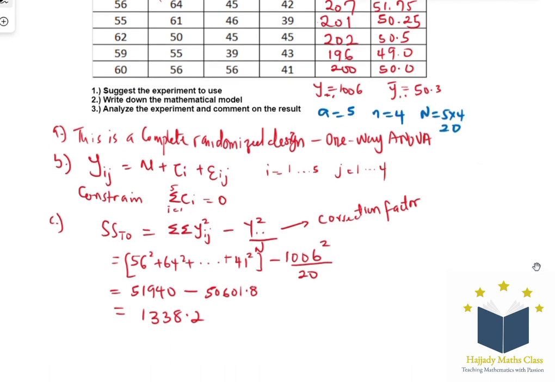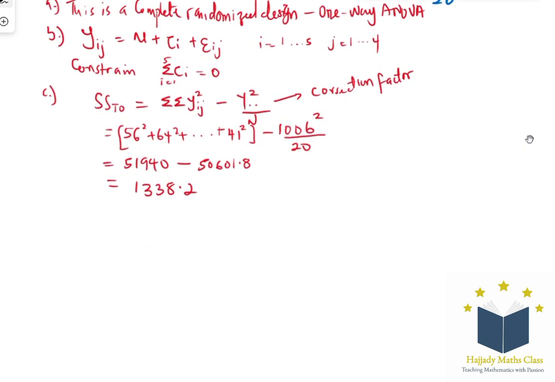So after that, there's a need for me to calculate my sum of square error. Don't forget the formula. The formula says that SS total equals SS error plus SS treatments. So I've calculated my SS total. There's a need for me to calculate my SS treatment.